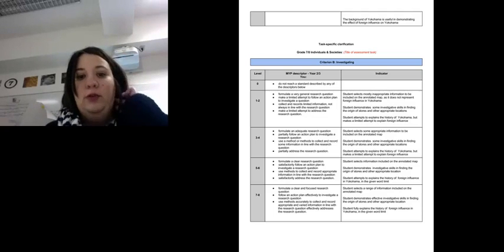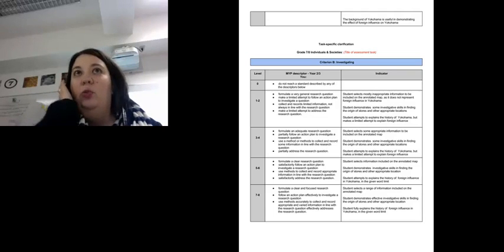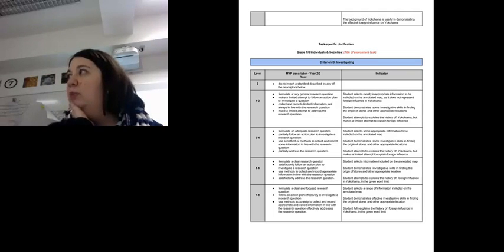And then student fully explains the history of foreign influence in Yokohama in the given word limit. So that's your one on history of Yokohama that you've done a good job researching.